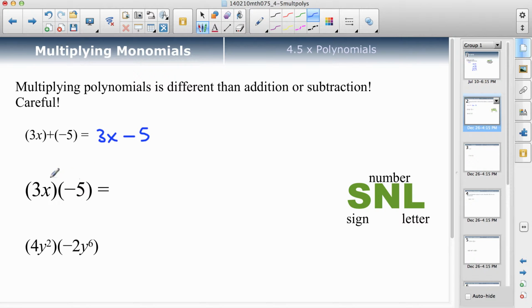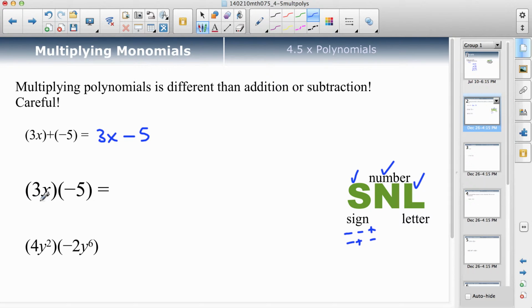I like to think when I'm multiplying monomials like this of three things that you have to worry about. First is what sign the answer is going to be. And then you worry about multiplying the numbers. And then you worry about multiplying the letters. And each of those has its own separate rules. So signs, remember, if you have a minus times a minus, that's a positive. A minus times a positive, it's a minus, etc. Same thing with numbers, same thing with exponent rules with letters or variables.